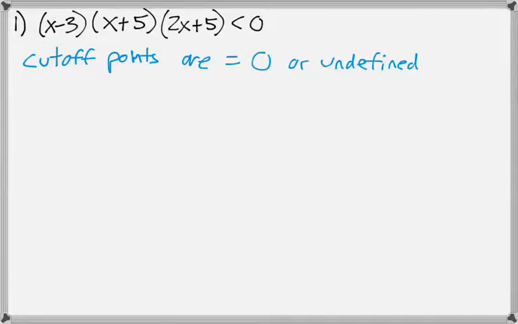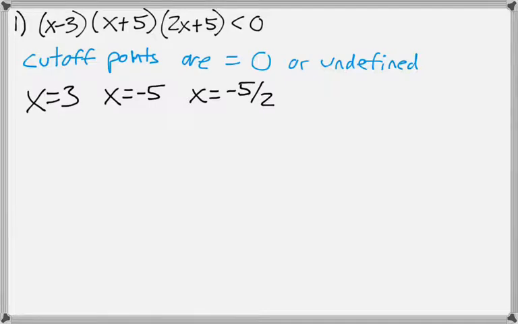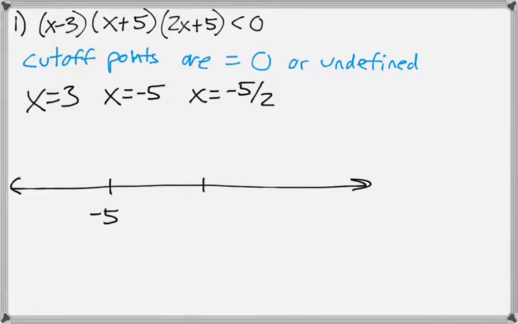So x minus 3, if you set that equal to 0 and move the 3 to the other side, you would get x equal to 3. x plus 5 would be x equal to negative 5. And 2x plus 5 would be x equal to negative 5 over 2. If we were just solving this equation, these would be our answers. But because this is an inequality, these are just our cutoff points. It's not our final answer. So I need to make a number line, and these are my cutoff points.